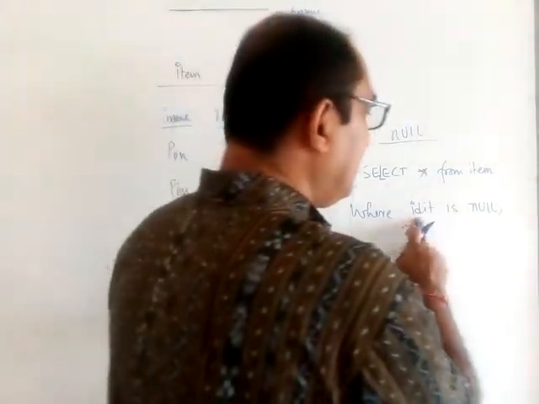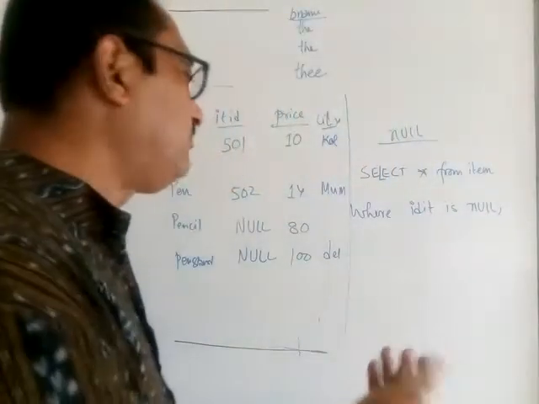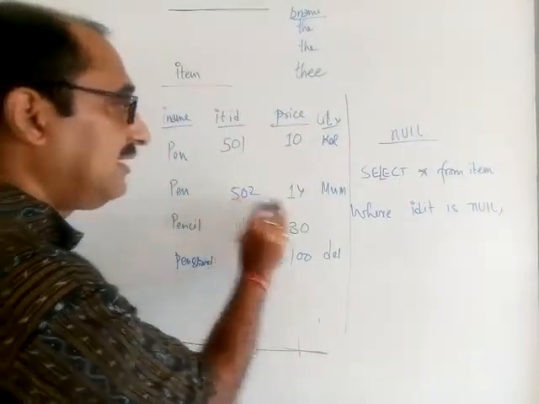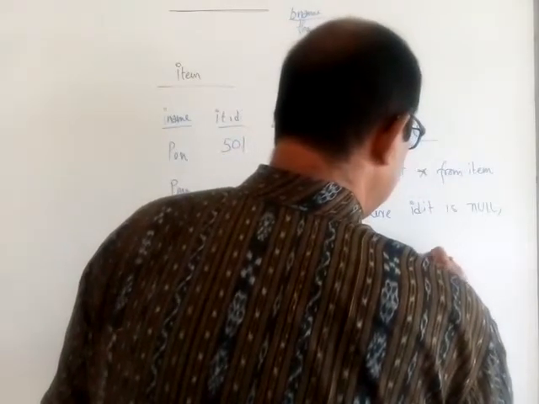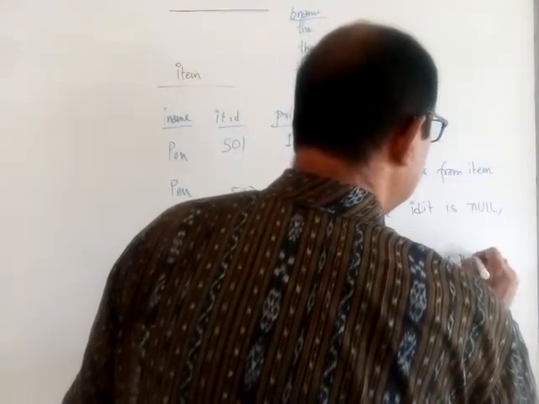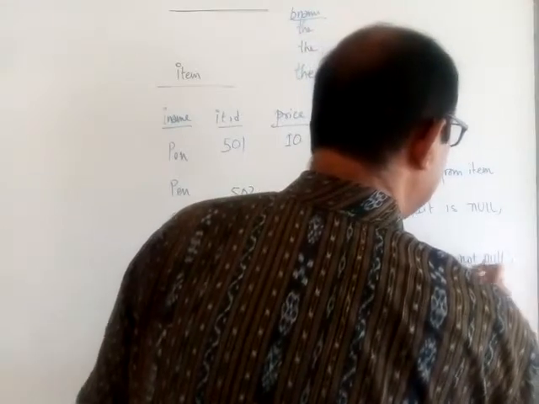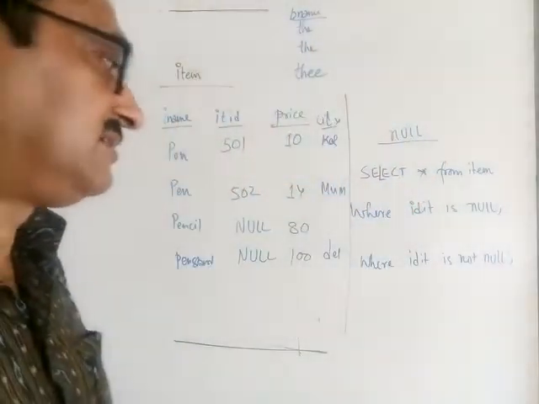Where the field is null, or if you want all the values which are not null, then we will write WHERE item ID IS NOT NULL. By writing this NOT, you are negating the condition.